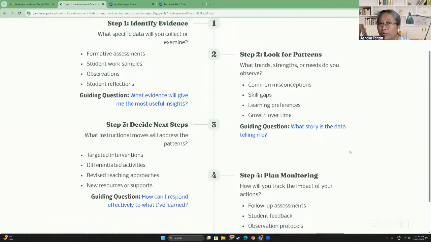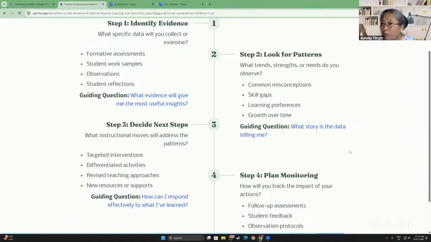Okay, so after getting all your samples, then what will you do? Look for patterns. Okay, and what is the guiding question for this particular step? What story is the data telling me? What is it telling me? What trends or what patterns is it showing? What strengths are being shown by your students? Okay, or what are the weaknesses or what are the needs that you need to observe?